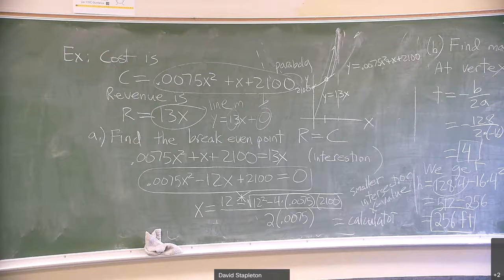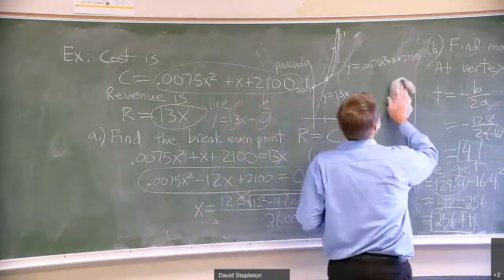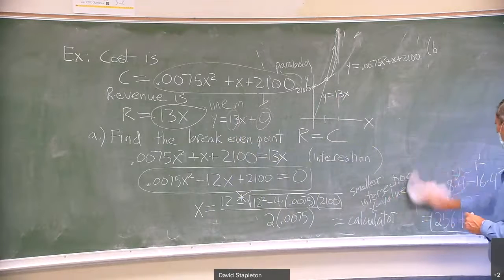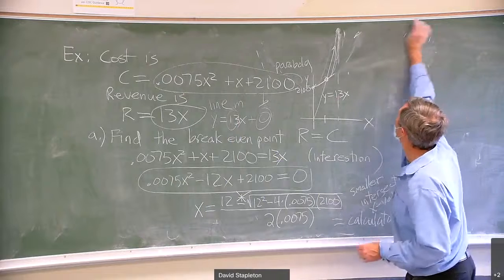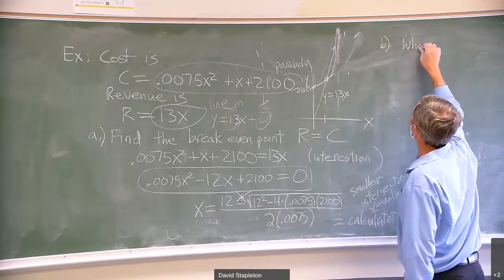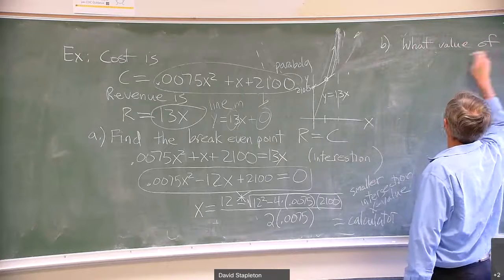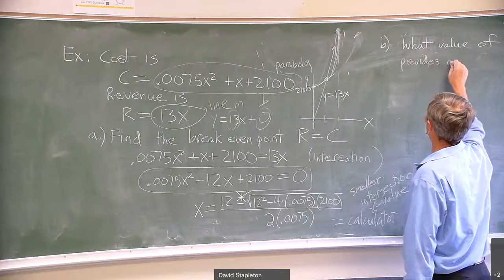Now, here's the next part. Find the value of x for which the profit is maximum. That's what every business is interested in, right? How do you maximize your profits? You pay your employees a lot and build new factories and so forth. Part B: how many units, or what value of x, provides maximum profit?